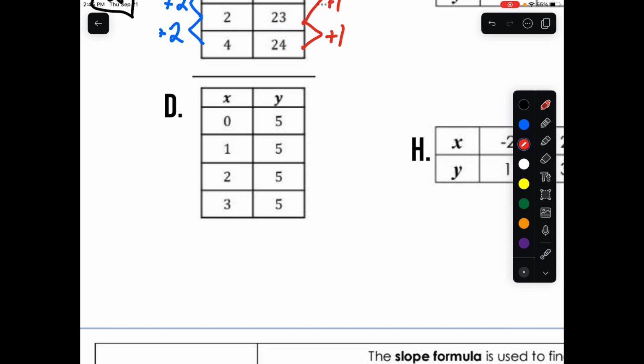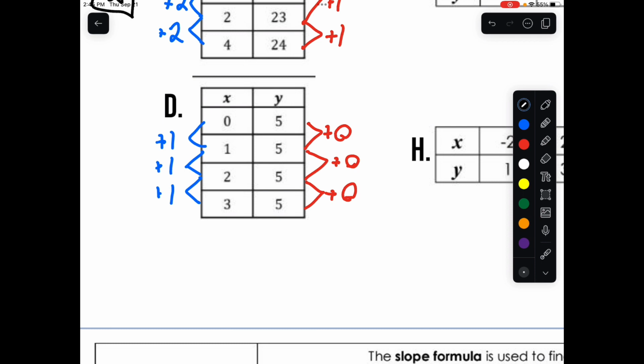Change in y's. To get from 5 to 5, well, I'm not moving at all, so plus 0. 5 to 5 again, plus 0. 5 to 5 again, plus 0. I'm not moving up or down at all on my y-axis here. On my x-axis, to go from 0 to 1, it's up 1. From 1 to 2, up 1. From 2 to 3, up 1.